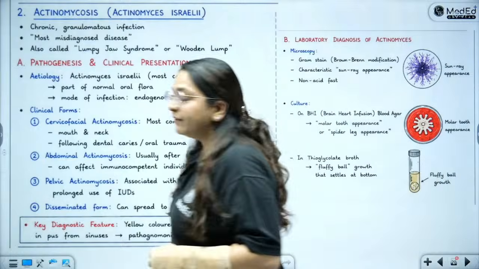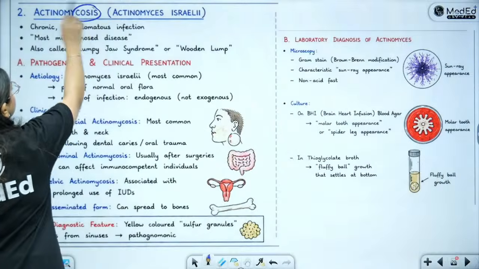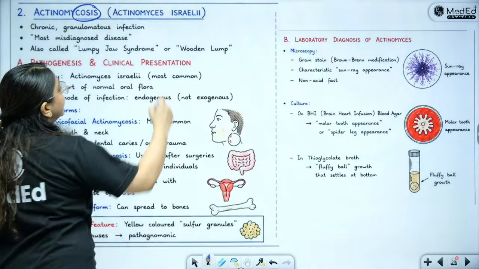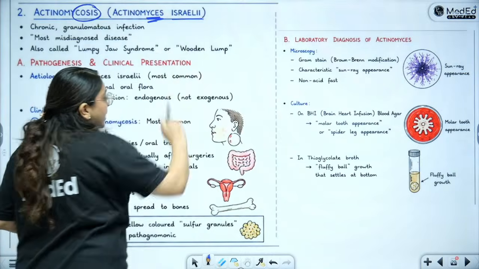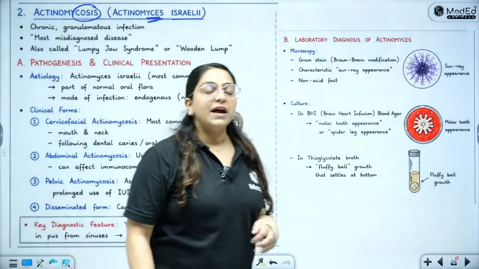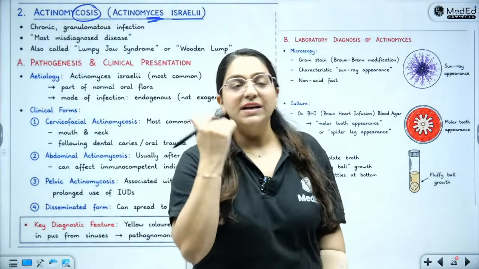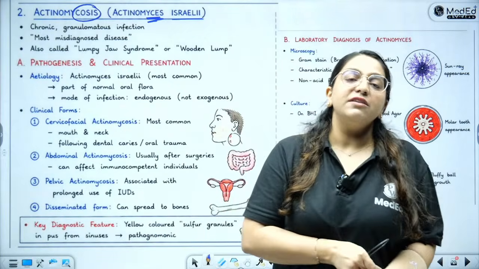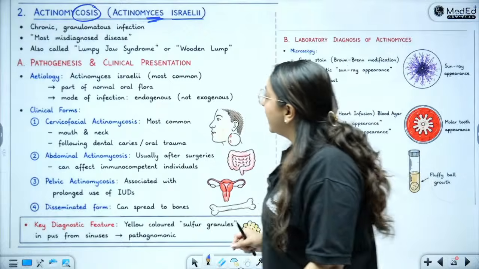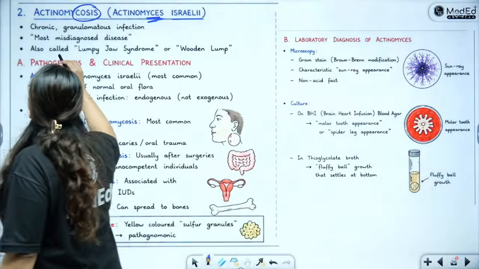Then the disease that we are going to read now is actinomycosis. Who causes actinomycosis? Actinomyces israelii. Where does Actinomyces israelii live? It normally lives in your mouth. It is a part of the normal commensal flora of the mouth. Right? It leads to chronic granulomatous infection.